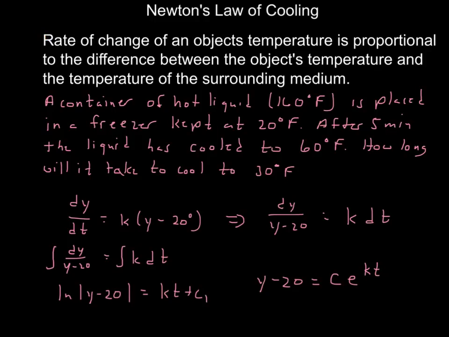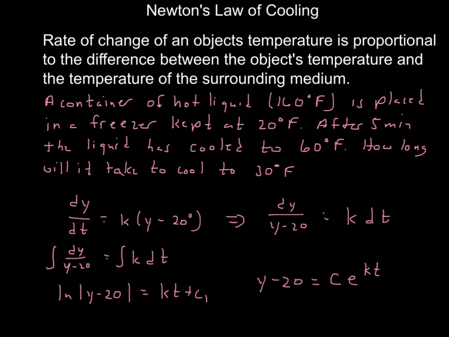So in this case, dy/dt, the object's temperature over the change in time, is directly proportional to the difference between the object's temperature y and the temperature of the surrounding medium, which is the 20 degrees that the freezer is kept at. So dy/dt is going to equal k times (y minus 20).